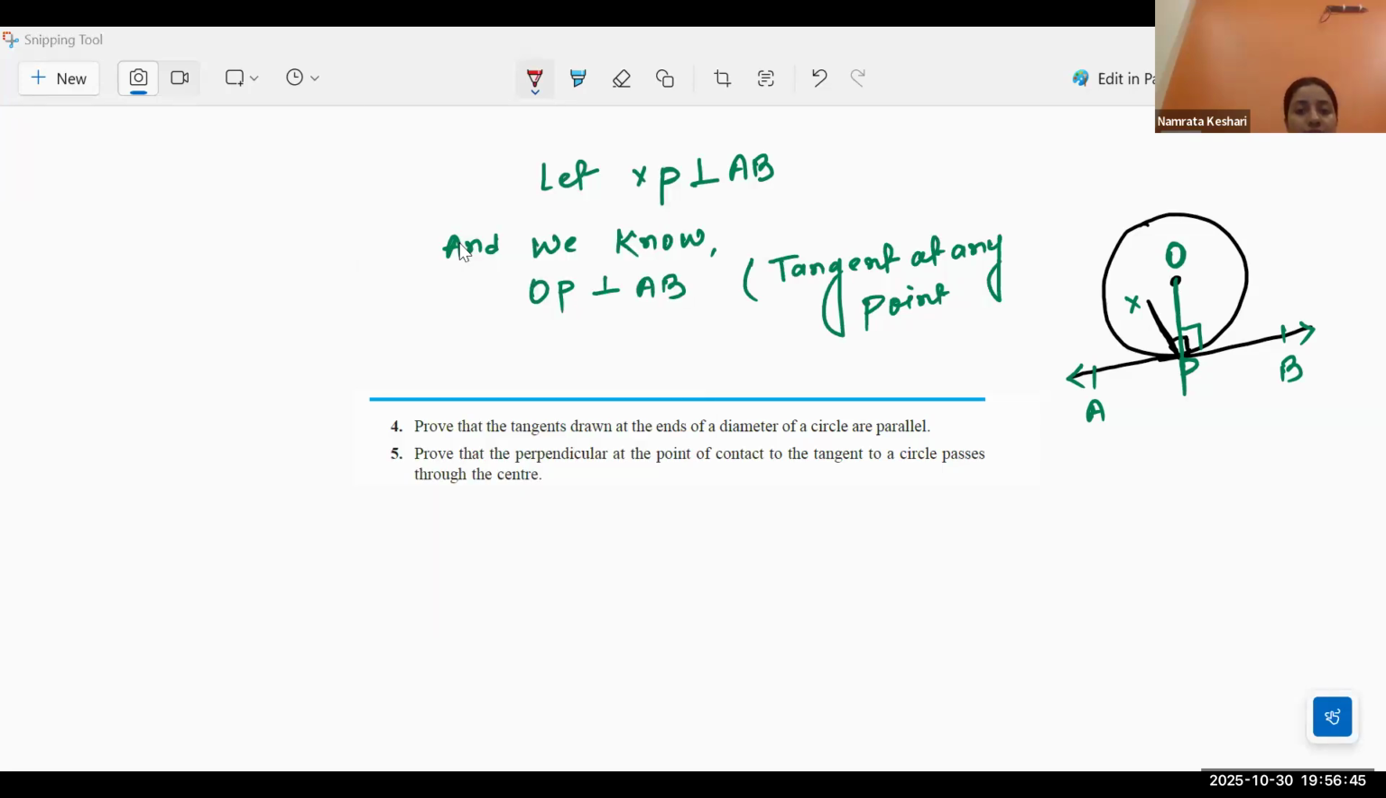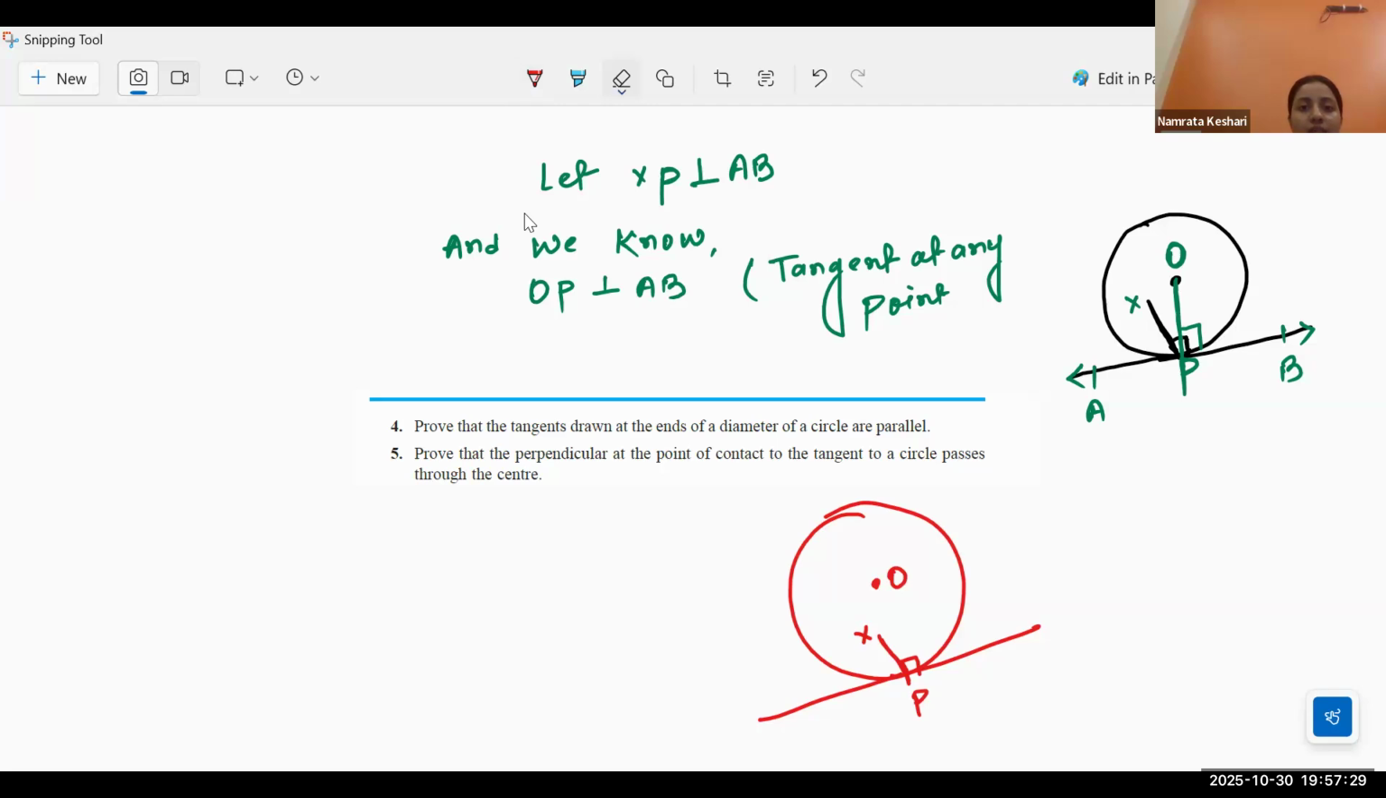So first of all, we will draw a circle. According to this theorem, it says to prove that the perpendicular at a point of contact. So on this point of contact, that is P, I am dropping a perpendicular. Even though it doesn't look like a perpendicular, please believe that it is perpendicular. So I am drawing a perpendicular at this point of contact, that is XP, and I have to prove that this XP must be passing through the center of the circle. Clear?